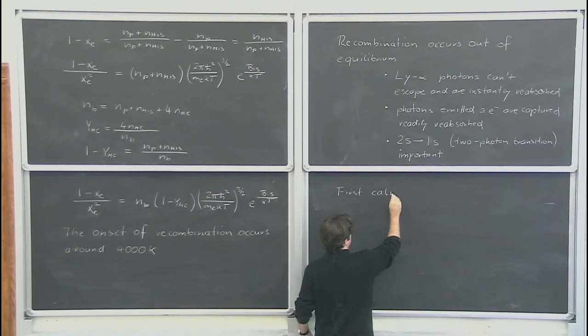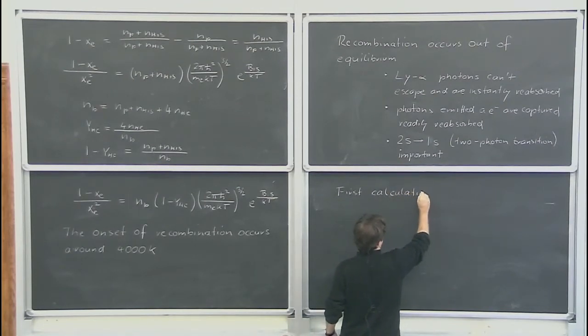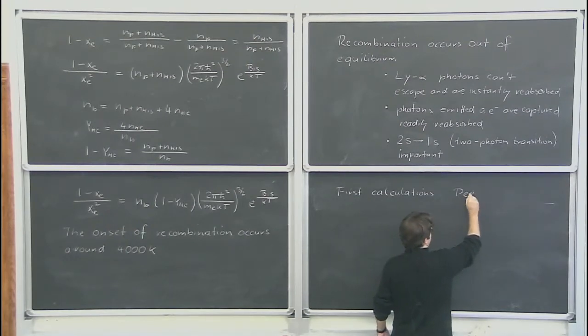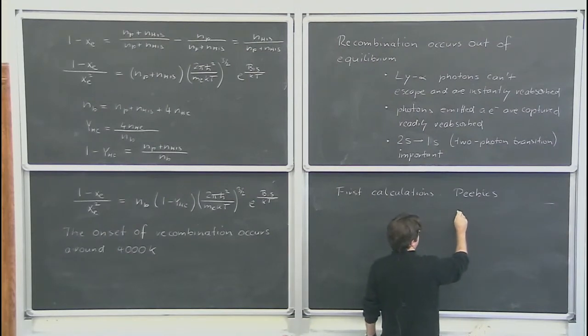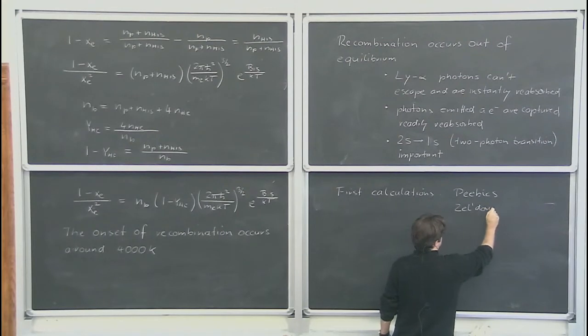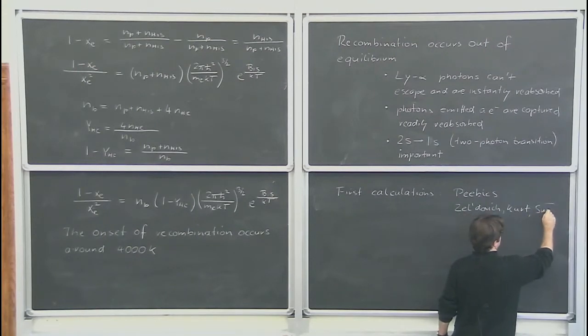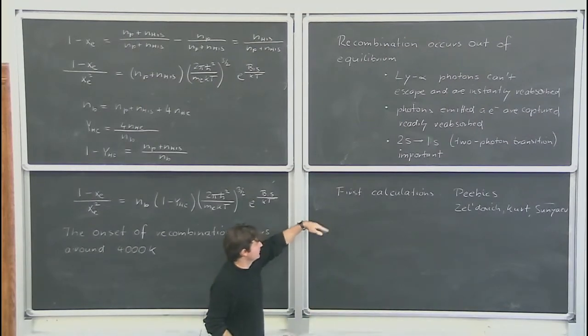So this is from 1968. So there was the calculation by Peebles. And then there's an independent calculation by Zeldovich, Kurt, and Sunyaev. These are with three-level atoms, and this is what was used for a long time.